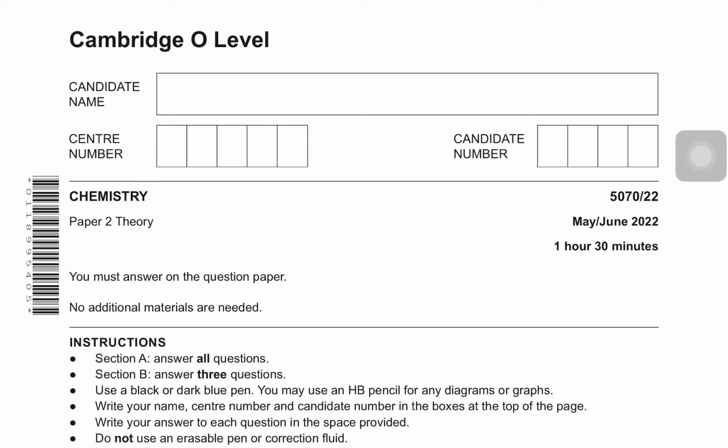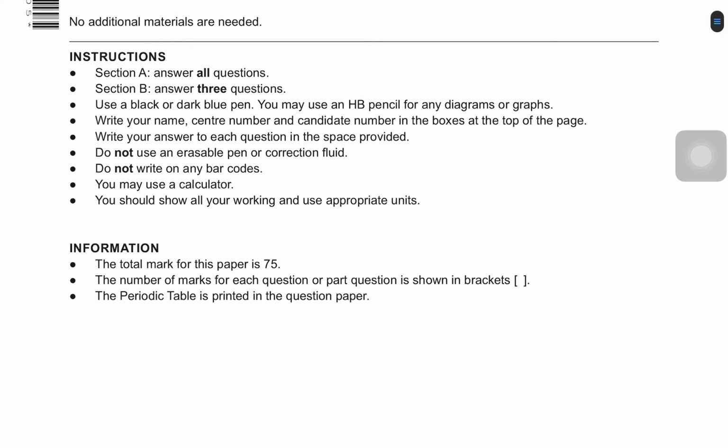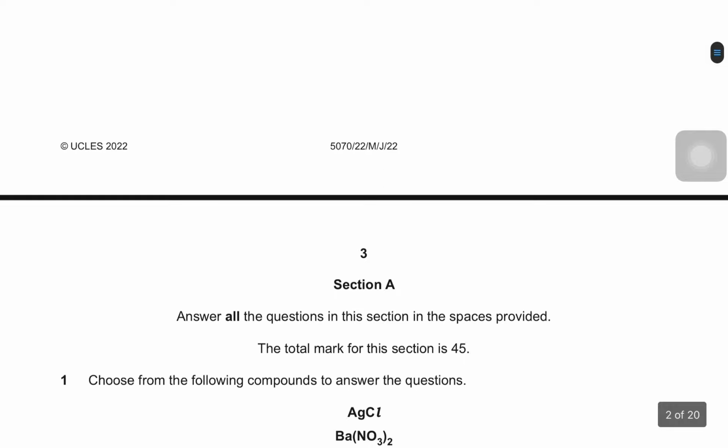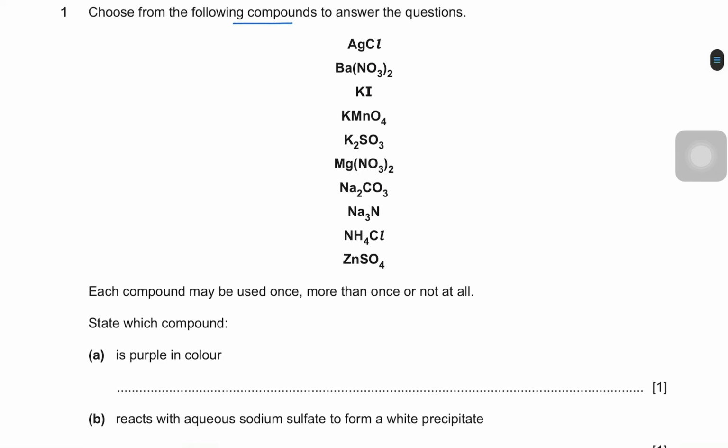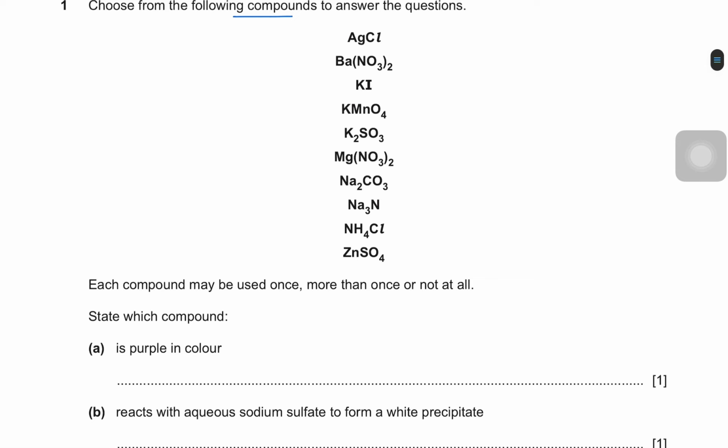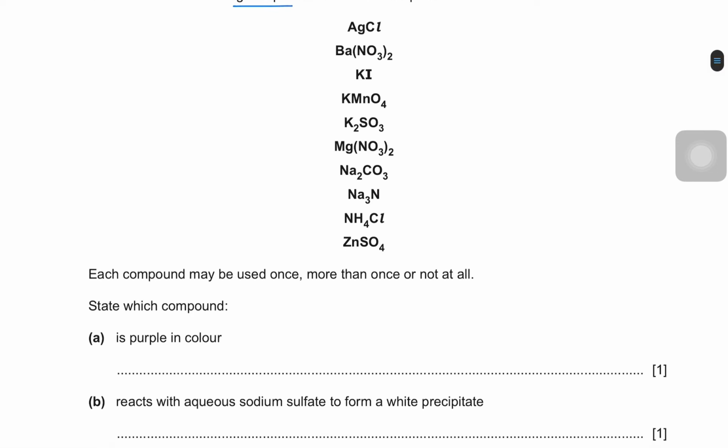So let's say we are just doing a solution of this examination and without wasting time, jumping on question 1. Choose from the following compounds to answer the questions. We have multiple compounds here and we will talk about each one because we need to understand why we are choosing whichever compound we choose. Each compound may be used once, more than once, or not at all. State which compound is purple in color.